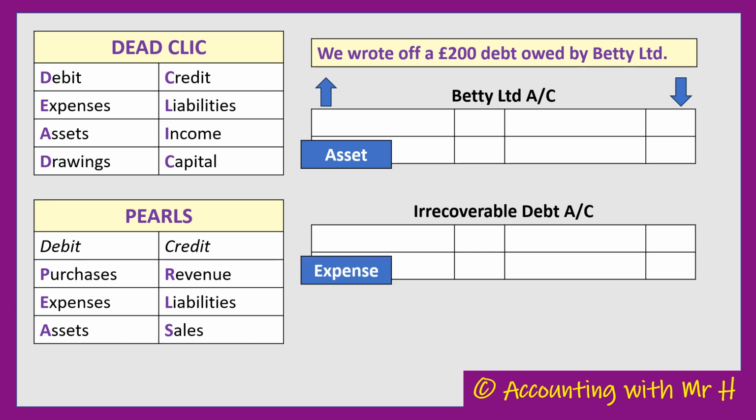So an irrecoverable debt is an expense account, and DEAD tells us debit to increase an expense account and credit to reduce. So we wrote off the £200 debt owed by Betty. So Betty no longer owes us this money. So in the Betty Limited account, I need to reduce then because we're saying we're not going to get that money. We've written it off. So that's got to go onto the credit side to reduce the amount that Betty owes us. And then in the irrecoverable debt account, we need to increase this account because we need to record the fact that we now have had to do an irrecoverable debt. So that will go on the debit side. And the narratives, as always, are just the names of the opposite account.